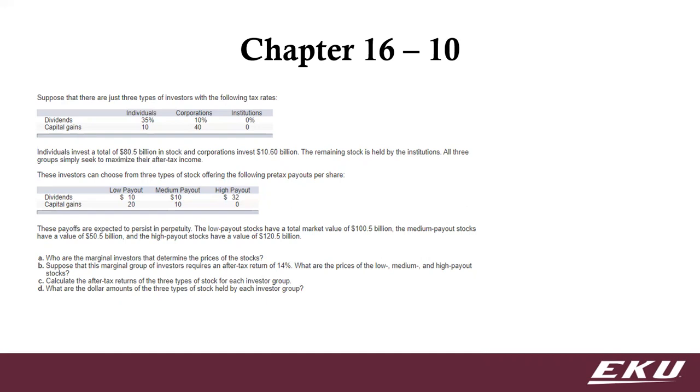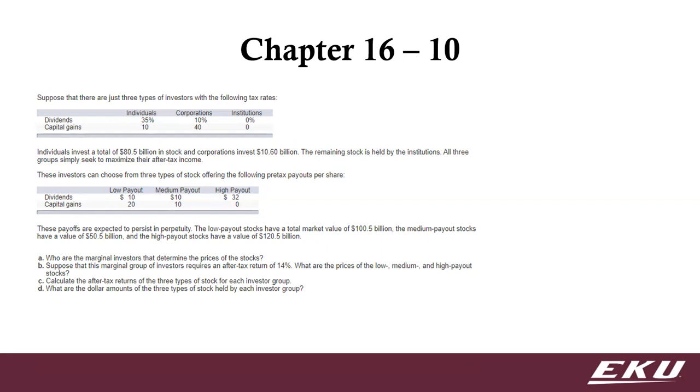So question A is asking who's the marginal investor, right? And the marginal investor is the one that determines the price, right? Who's the one that's moving the needle, right? Suppose that this marginal group requires an after-tax return of 14%. What are the prices of those different stocks? So we know the payouts, right? If I require an after-tax return based on this marginal investor's holding, what would that be?